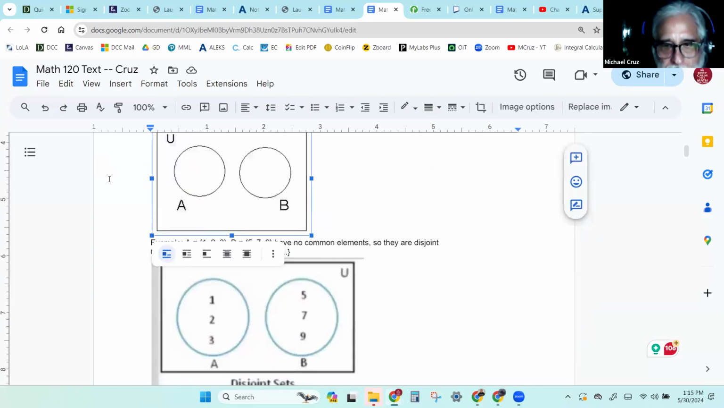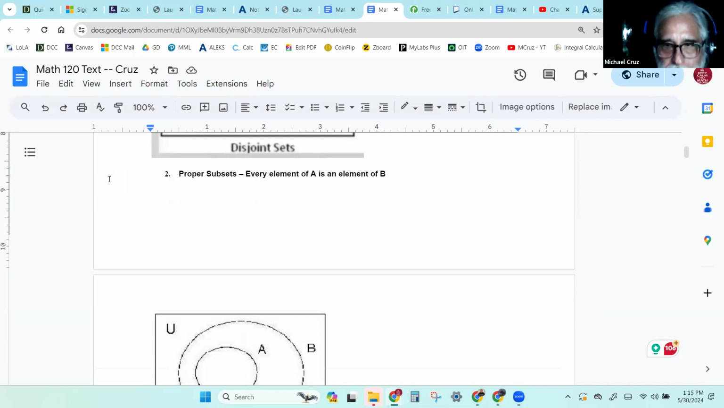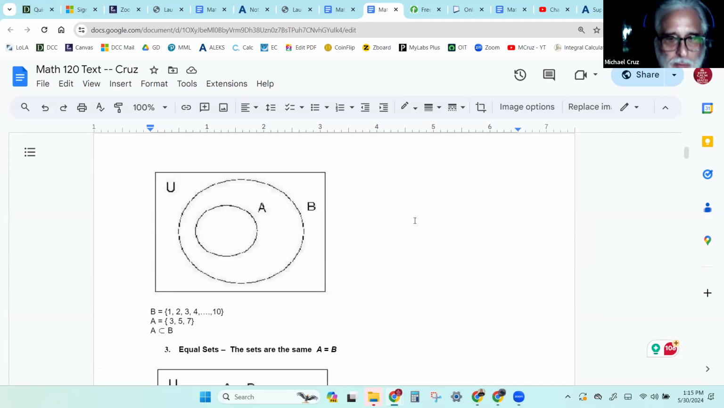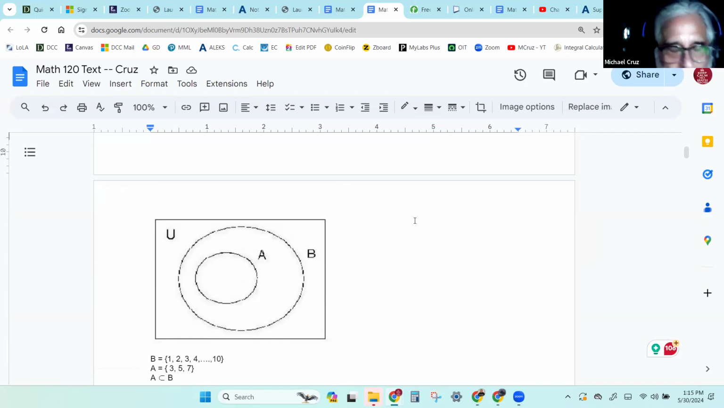All right. If two sets are proper, if we want to have a Venn diagram that shows the relationship of proper subsets, then this is the way it would look. Okay, proper subsets. A is fully contained within B, fully contained within B. And I'll try to fill this in for you.